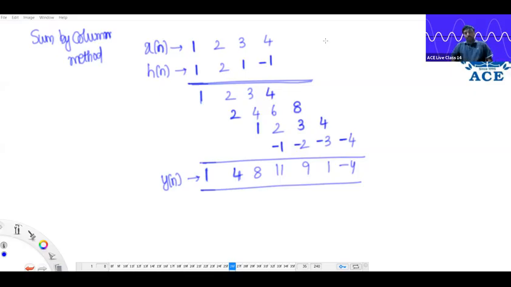Take the samples of the input and system. However we are doing polynomial multiplication, follow that process. Of course, the answer is the same. Either the sliding strip method you can follow or the sum by column method also you can follow.